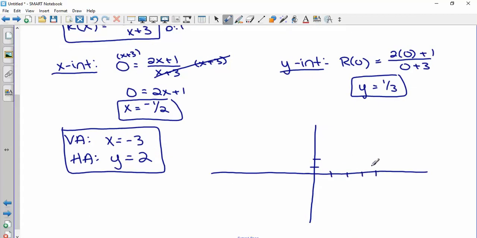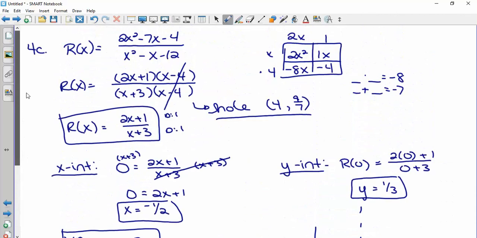9/7 is a little more than 1. We hit the x-axis at -1/2 and the y at +1/3. Vertical asymptote at +3. Horizontal asymptote at 2. And then graph. I always recommend graphing the original. That way, if you messed up along the way, the graphs won't match up and you'll know that you made a mistake. Wait, where's your 9/7?